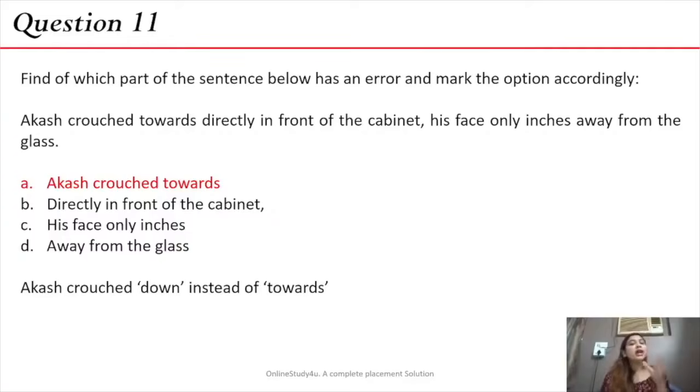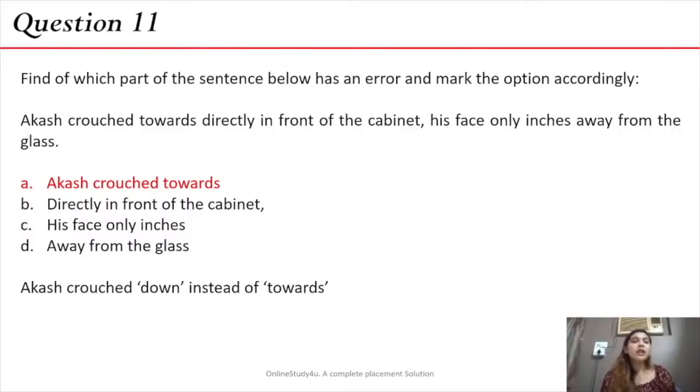Okay, generally guys, with a word like crouched, you will always have crouched down. Towards is not the correct preposition to use when we use the word crouch. It's just following the rule of grammar that a certain thing happens a certain way, right? So for that purpose, the correct answer option would be that A has an error. It's going to be Akash crouched down instead of towards.